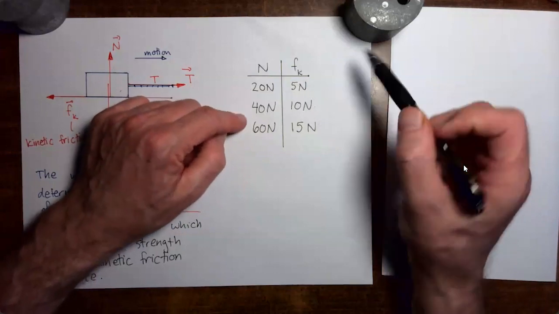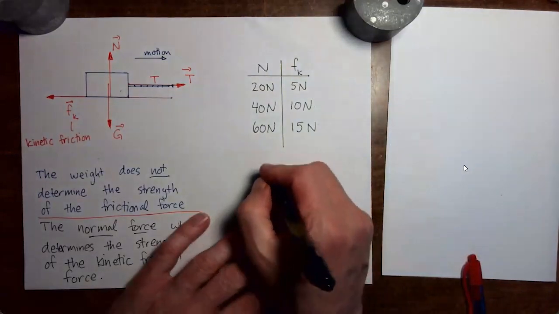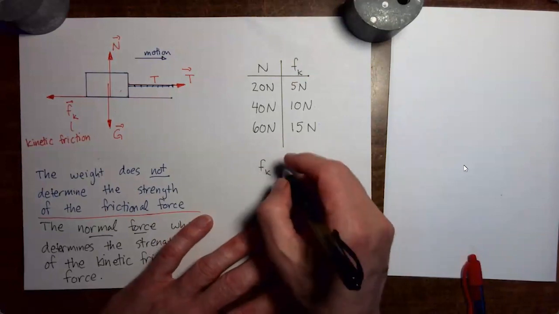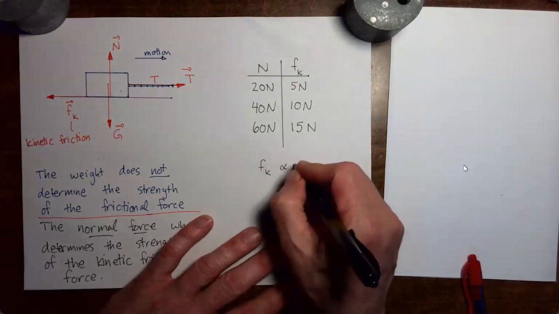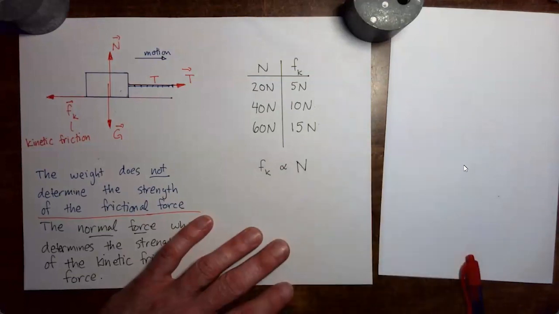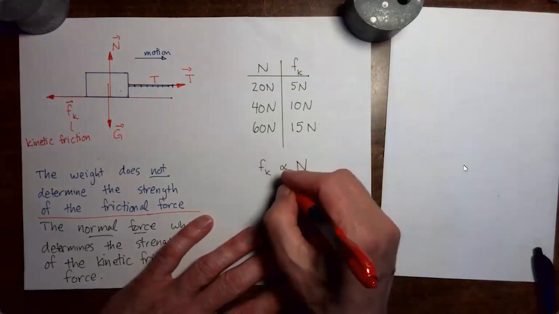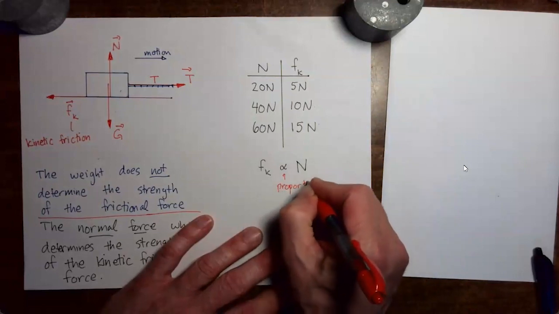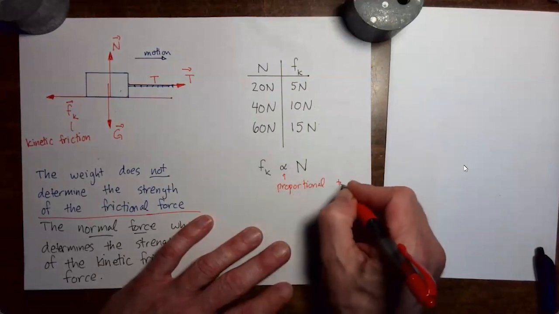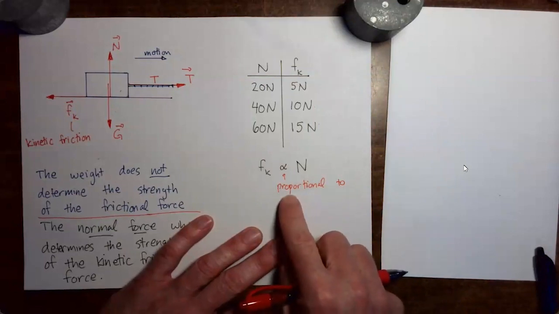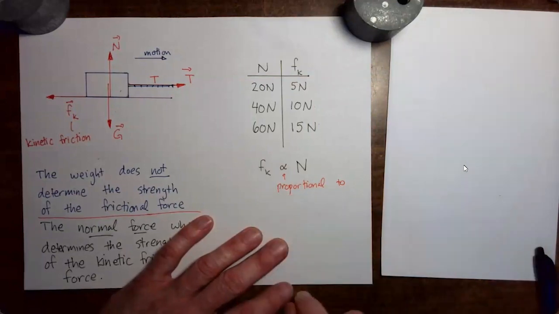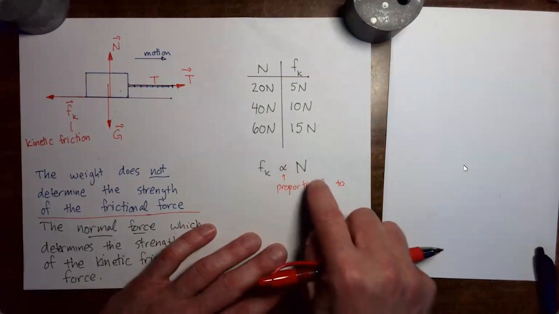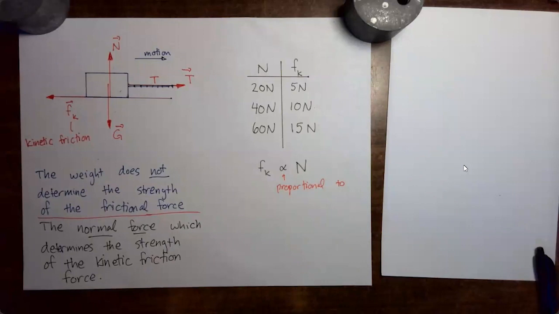So this is what we call a proportionality relation. And we express a proportionality relation like this. We can say that the strength of the kinetic friction force was proportional to the strength of the normal force. This little symbol here means proportional to. Okay, so proportional or a proportionality just means what I said. When you double one thing, the other thing doubles. When you triple one thing, the other thing triples, and so forth.